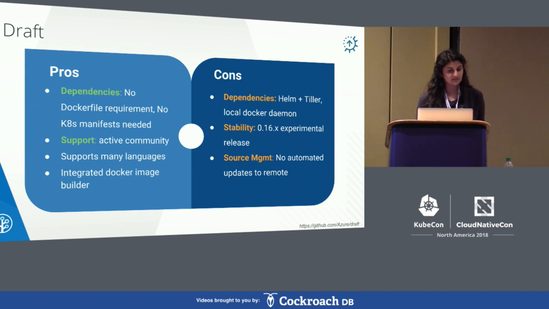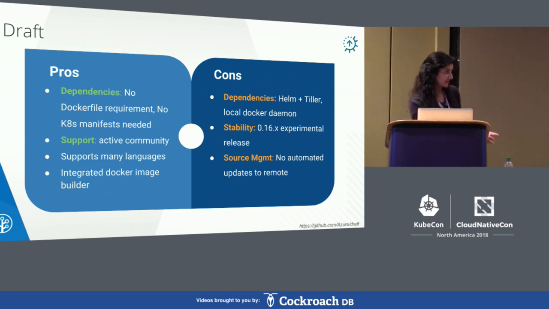So good things about this tool is you don't have a Docker file requirement, but you can use them. You also don't need the Kubernetes manifest already created to be able to use this tool, because it just basically builds in your source code and creates containerized applications for you. You need to have Helm and Tiller installed for this. That's one of the dependencies. And you do need a local Docker daemon running. It obviously has an active community, but it's still a 0.16 experimental release.